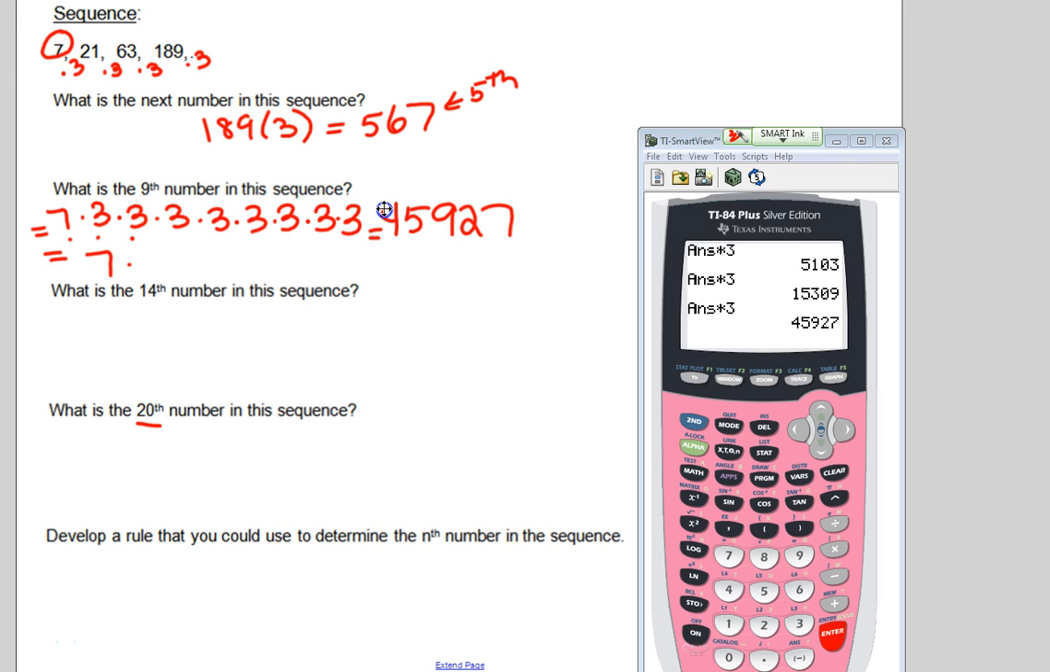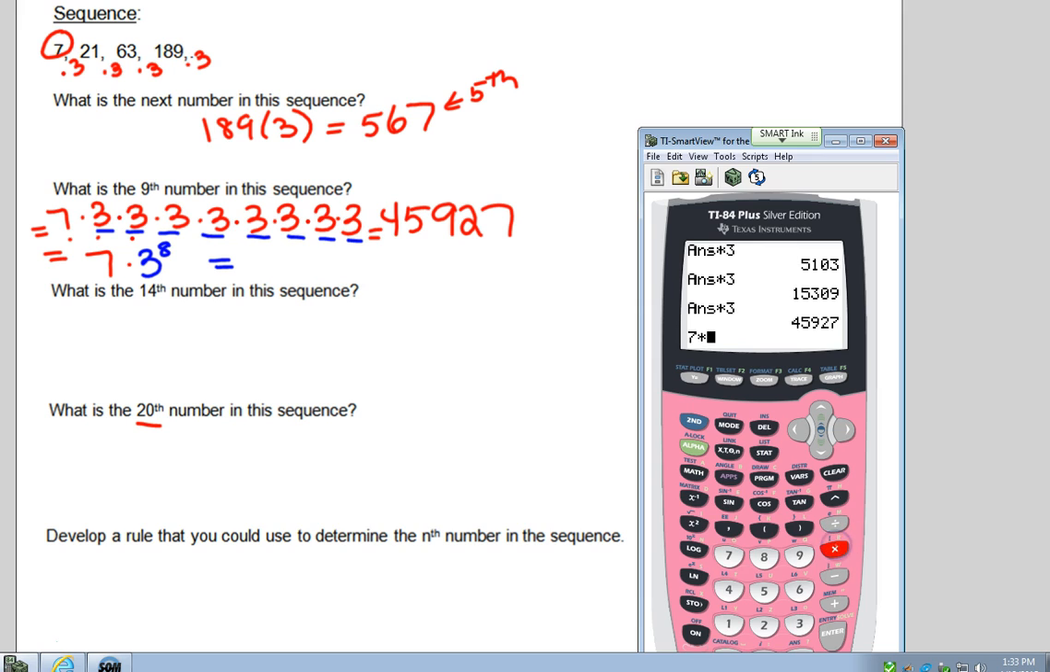7 times, well, how do I write that I'm multiplying 1, 2, 3, 4, 5, 6, 7, 8 3's in a row? Now it's not going to be 3 times 8. 3 times 8 is when I'm adding 8 3's in a row. But now I'm multiplying 8 3's in a row. And to simplify that, that would be 3 to the 8th power. Remember, an 8 power means that there are 3's being multiplied 8 times with each other. So now if I put this in my calculator, we should get the same answer.